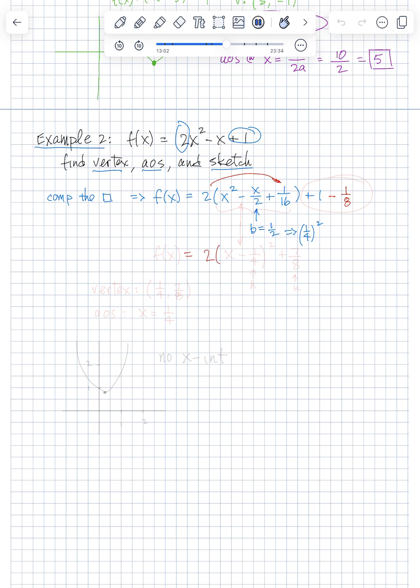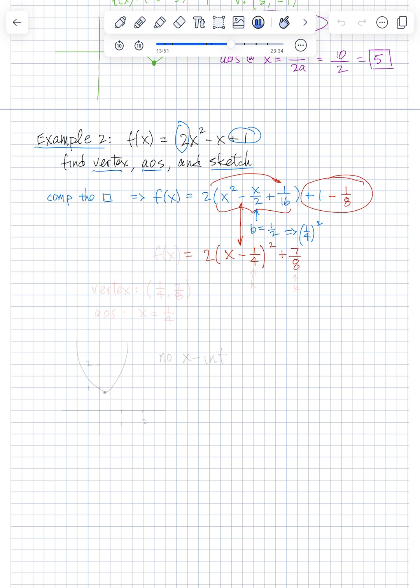So we have 2. Now, what we have here is a perfect square trinomial. So it's going to be x minus, it always takes that sign, and half of b, which is 1/2, half of 1/2 is going to be 1/4. So it's x minus 1/4 quantity squared. Now we still have this, plus 1 minus 1/8. So that would be 8/8 minus 1/8, which is plus 7/8.